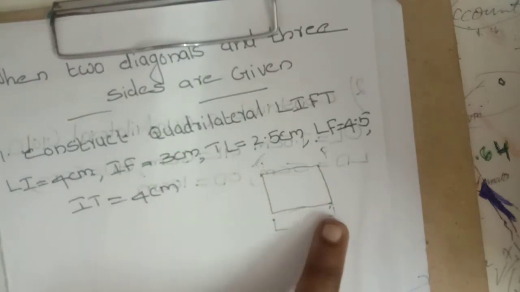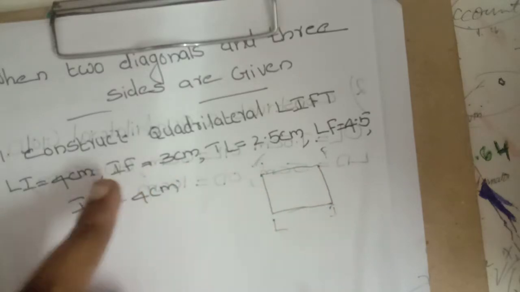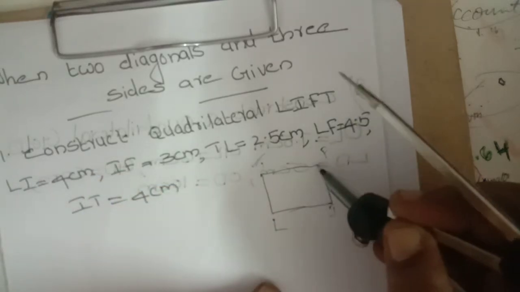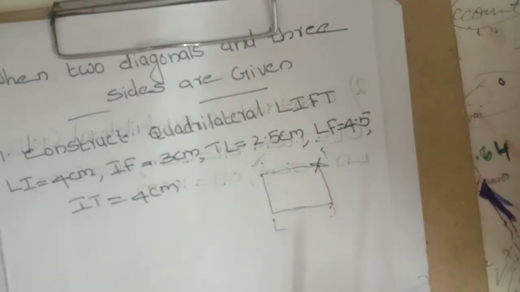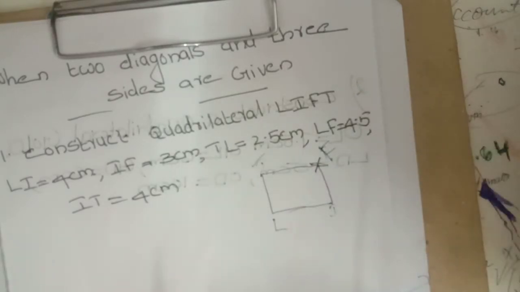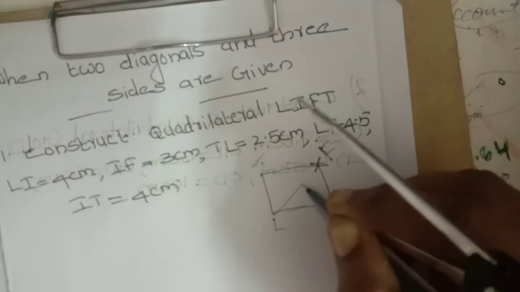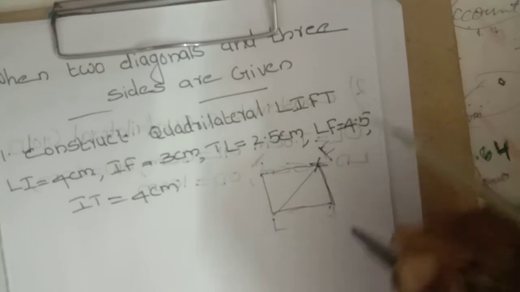Next, is an I and F related value there or not? That is also there. Look at the IF value, how much? 3 centimeter. Using those two measurements we can draw the arcs. That two arcs' intersecting point we can mark with an alphabet, point F. So then afterwards join L to F and I to F.